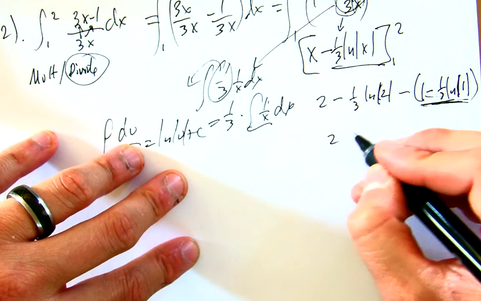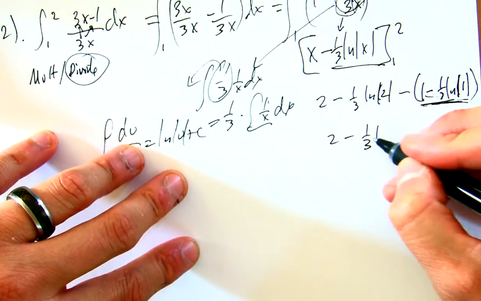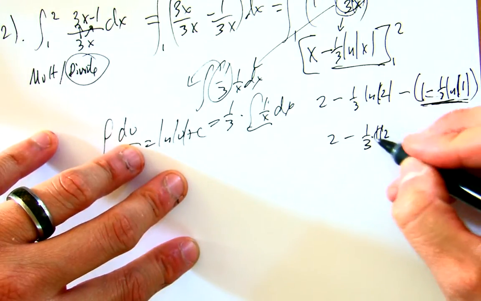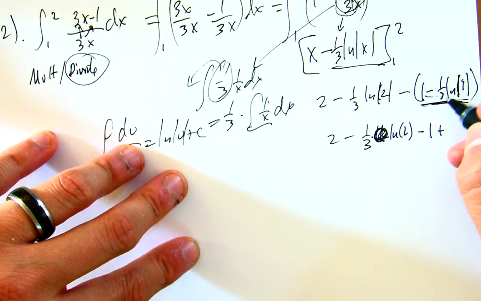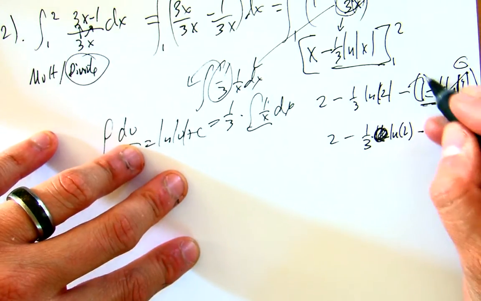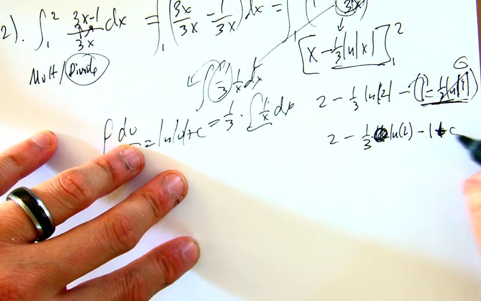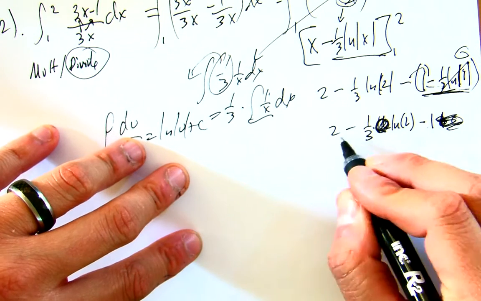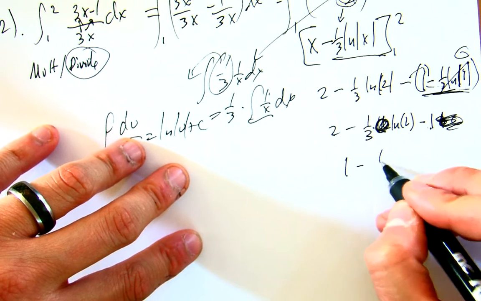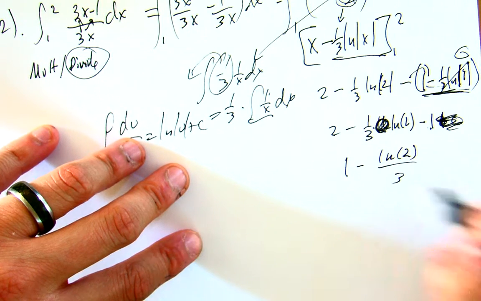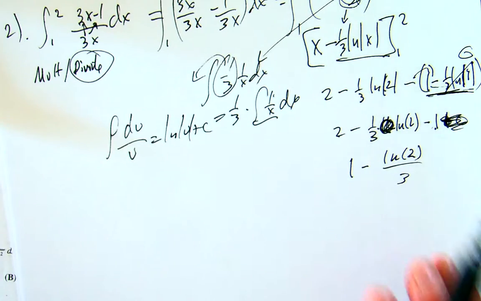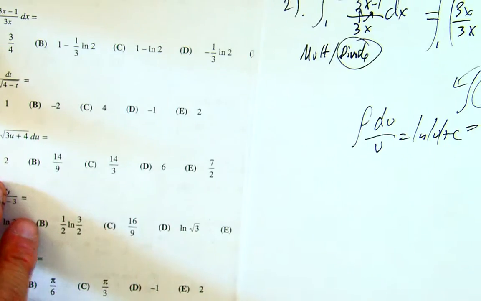So then we get 2 minus 1/3 times ln of 2 minus 1 plus ln of 1, which is 0, so that goes away. I distributed this negative, so it's negative. That's plus 0, so who cares? So 2 minus 1 is 1 minus, well, this is ln of 2 over 3. If that answer's not there, I guess I messed up. You probably want to get a common denominator and see if you see that one.